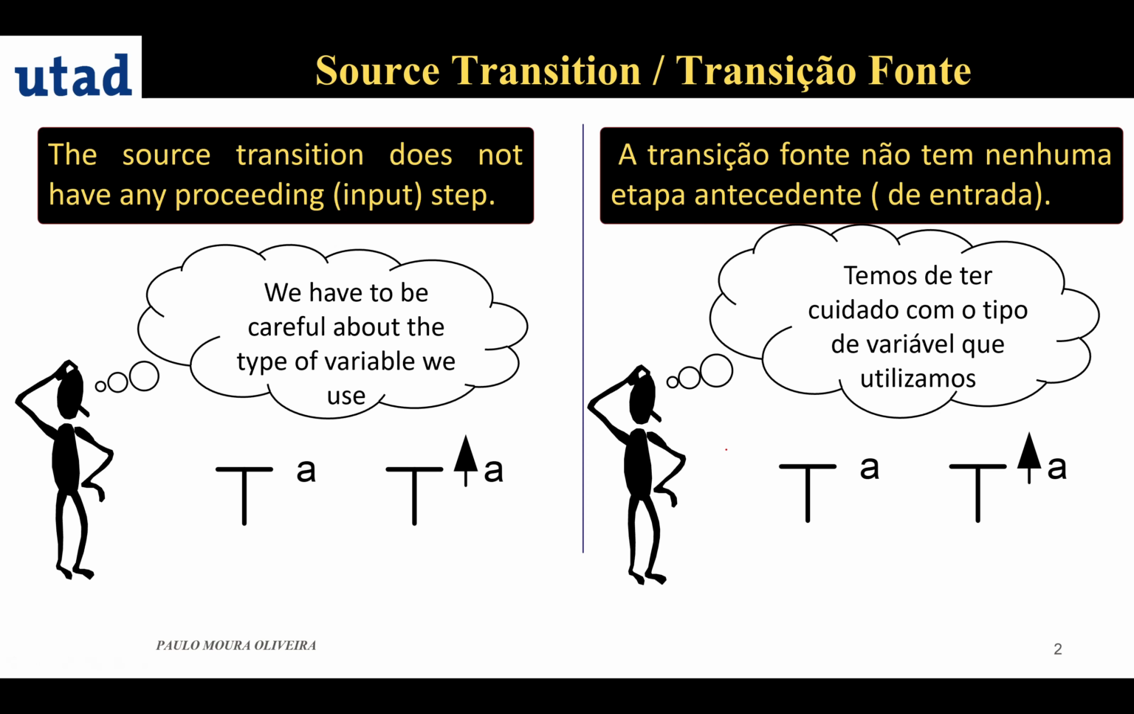About the source transition, what is the source transition? As you can see in this example, the source transition doesn't have any preceding step, what I call an input step. So we have to be careful about the type of variable we use in this function. Why? Because it's very different to use this as it is, by default validated. If we use a variable like this, it's always triggered, enabled. So we should use rising edges like this one. We are going to see why in a while.